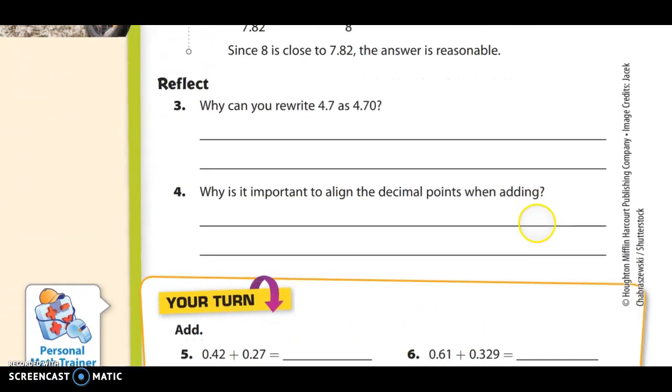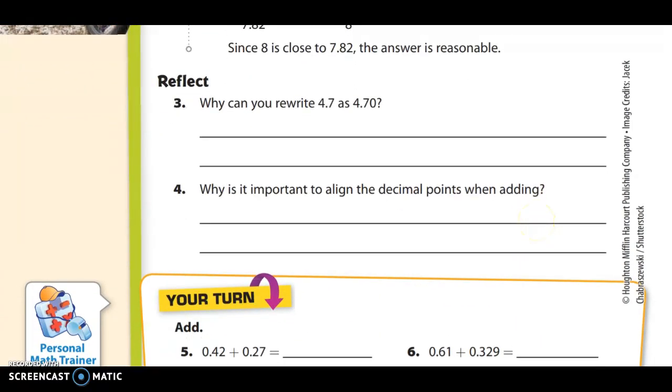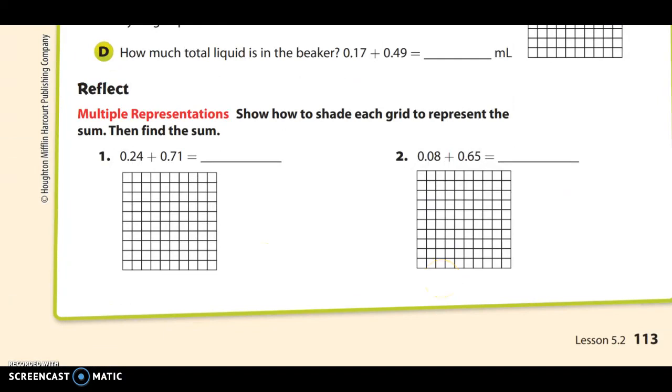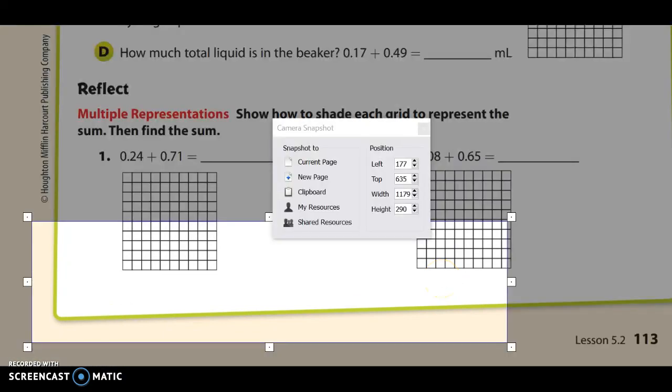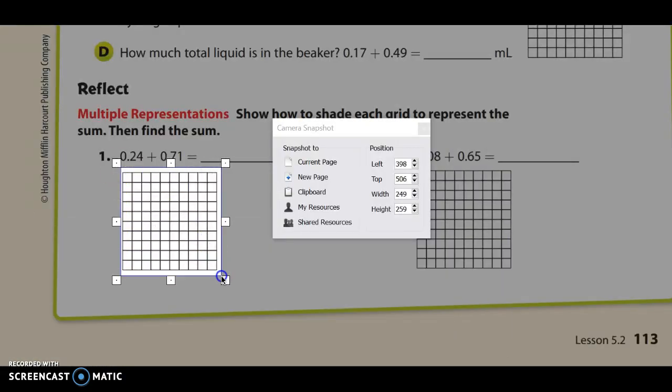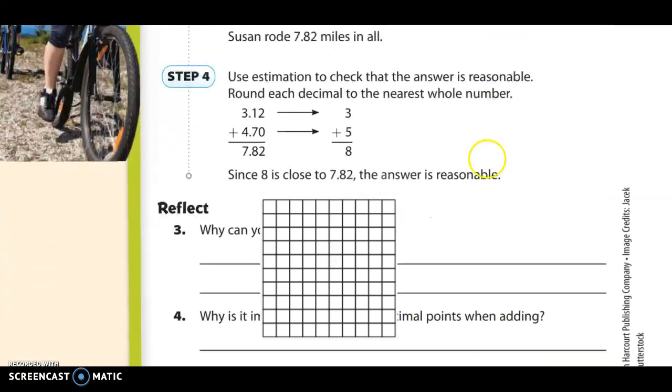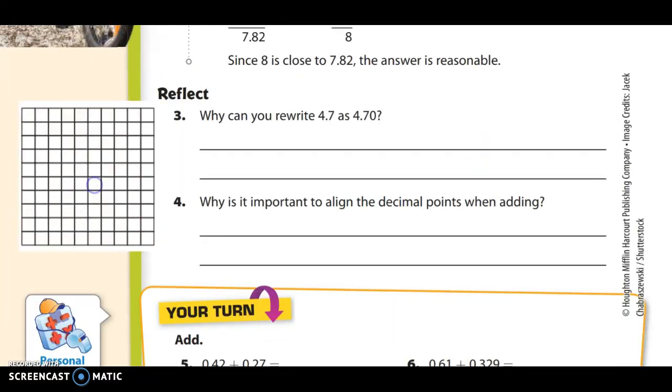First question is, why can you rewrite 4 and 7/10ths as 4 and 70/100ths? And in order to answer that, I kind of want to show you a picture. So I'm going to go back and get a picture from this page right here. I just need a hundredths grid, so I'm going to take a picture of it. And I'm just going to put it on the page. I'm going to go ahead and use this to answer this question right here. It says, why can you rewrite 4 and 7/10ths as 4 and 70/100ths?